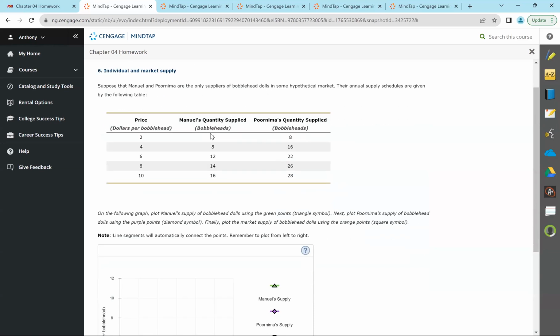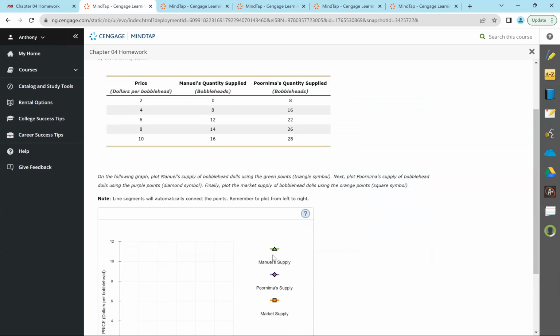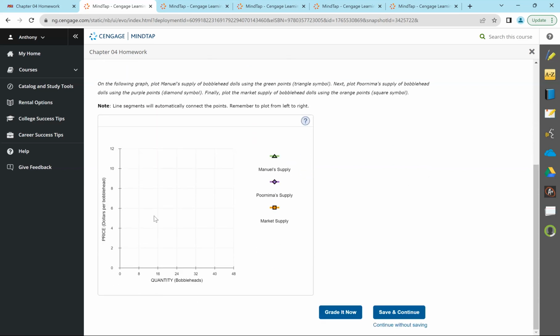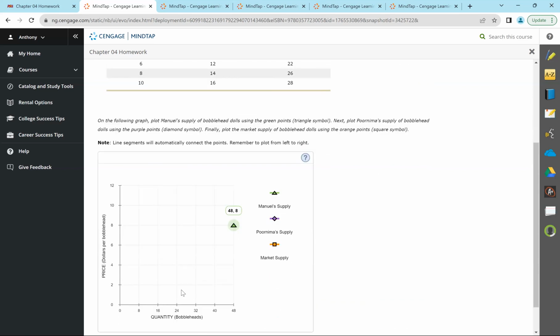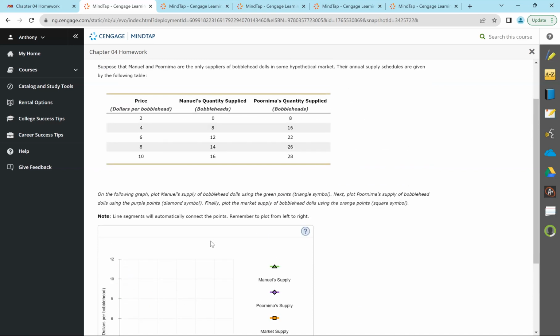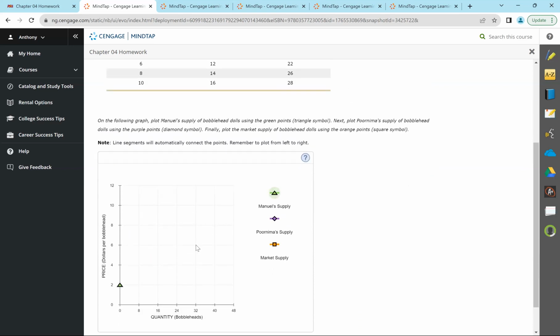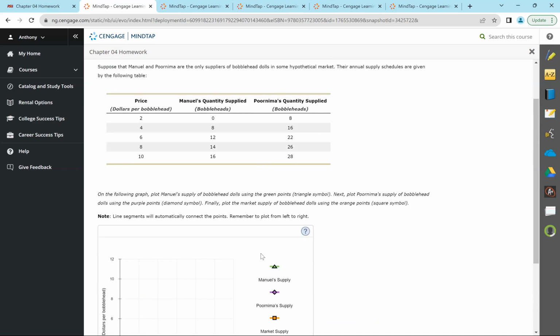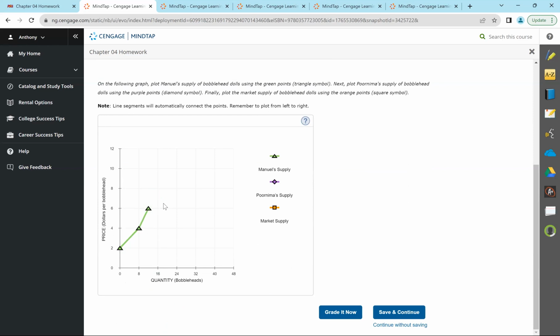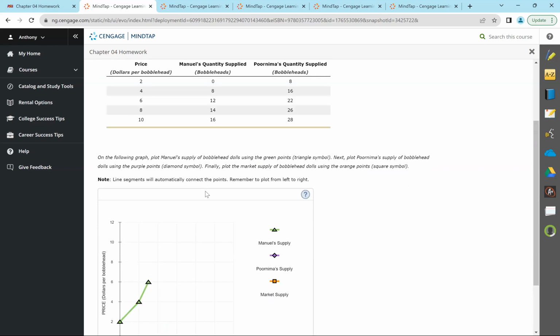All right, this is the same thing here. You've got to plot this. Manuel's quantity is your X. Again, price is Y. So it's 0, 2. And these are going to go the other direction. This one I think will look more intuitive. 8, 4. Sorry for all the scrolling. 12, 6. 14, 8. 16, 10.